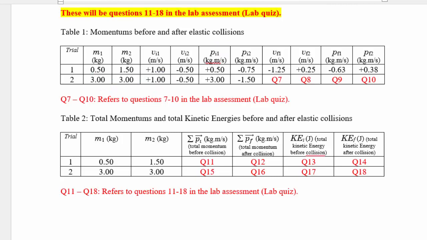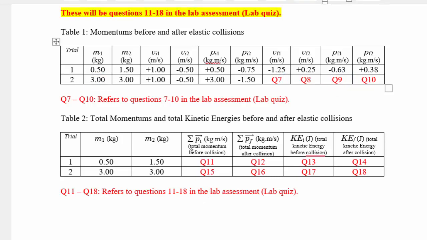The same way here, if you want to calculate the final momentum for the first mass, p sub f1, this one here, the momentum is the mass times the velocity, so you have to multiply the mass m1 by the final velocity of the first object, which is this one. But you don't need to do these calculations since the simulation will provide it for you. You just need to know how those values came about.